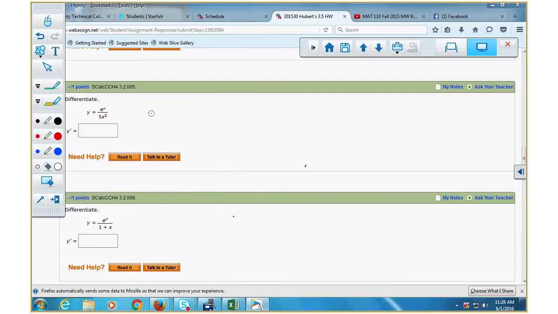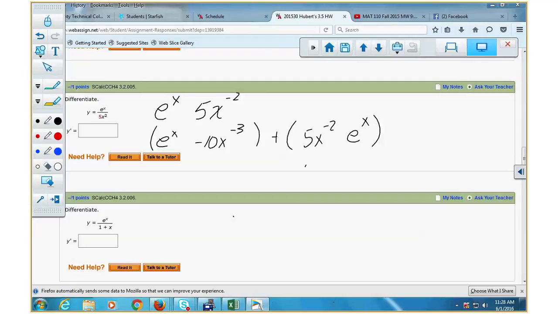Let's try it again. e to the x times 5x to the -2. How about that? First times the derivative of the second would be -10x to the -3. How about that? Plus the second times the derivative of the first. How about that? That looks a whole lot better. -10x to the -3 e to the x plus 5x to the -2 e to the x.